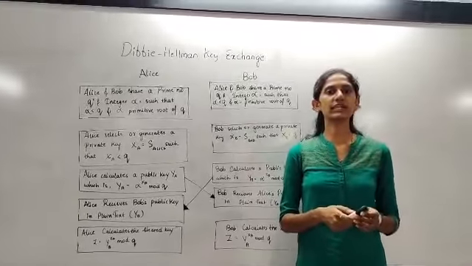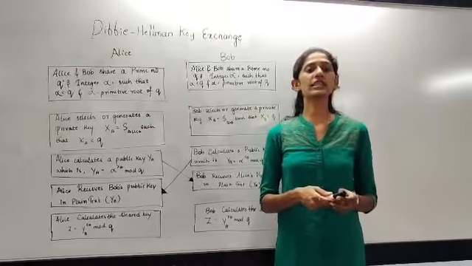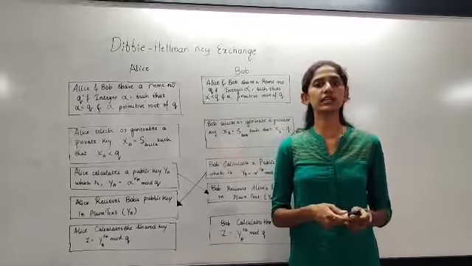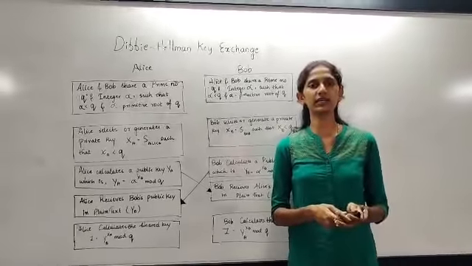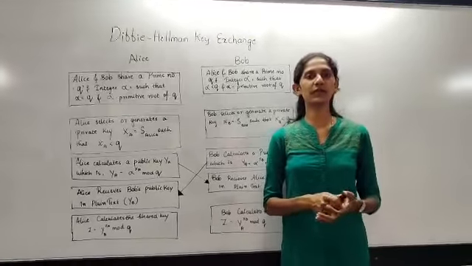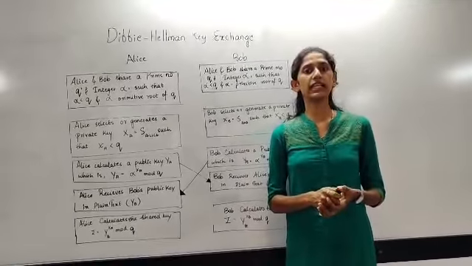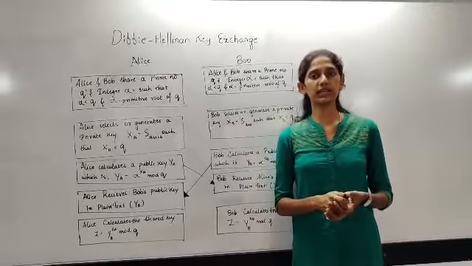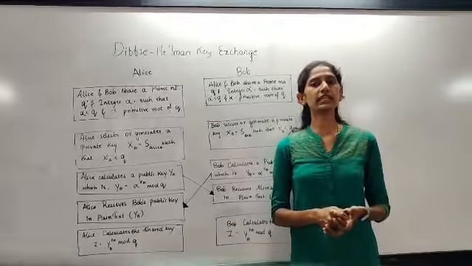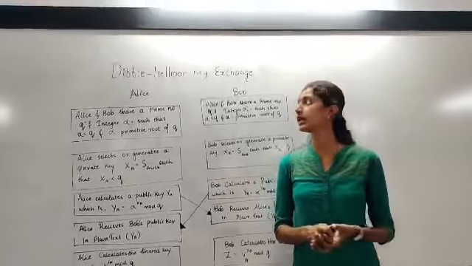Alice wants to communicate securely with Bob over a public channel where attackers may be present. Instead of directly sending the secret key, Diffie-Hellman allows them to generate the same key independently using mathematical operations. They first agree on two public values, a prime number q and a primitive root alpha. These values are known to everyone. Then Alice and Bob choose their private keys secretly and generate public keys using a formula. Finally, they exchange keys and compute the same shared secret key.